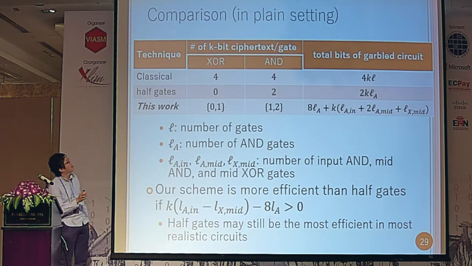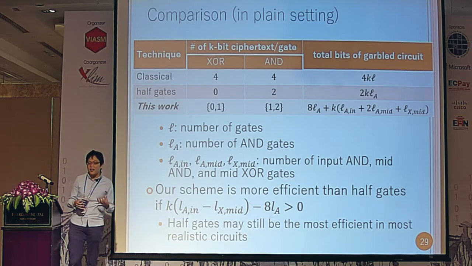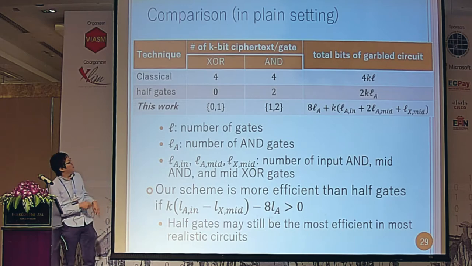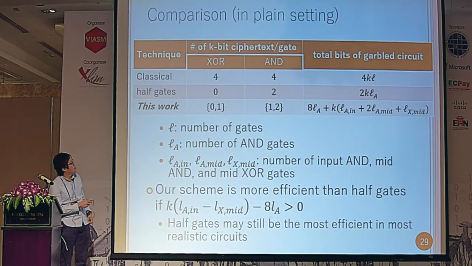Oh, sorry. For simplicity, we consider circuits that consist of two types of gates, AND gates and XOR gates. If so, in the half gates scheme, you cost 0 ciphertexts per XOR and 2 ciphertexts per AND gate, and totally 2 times k times the number of AND gates. And in this work, 0 or 1 k-bit ciphertext for XOR, and 1 or 2 ciphertexts per AND gate.